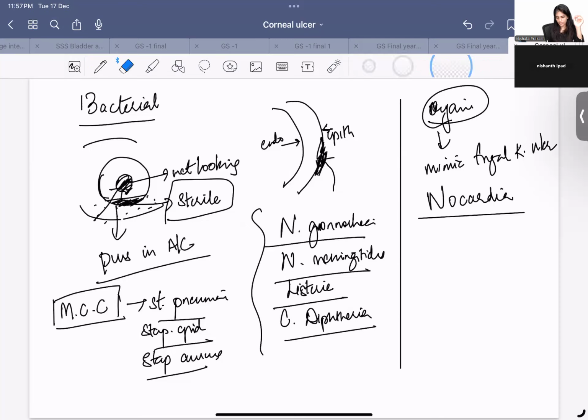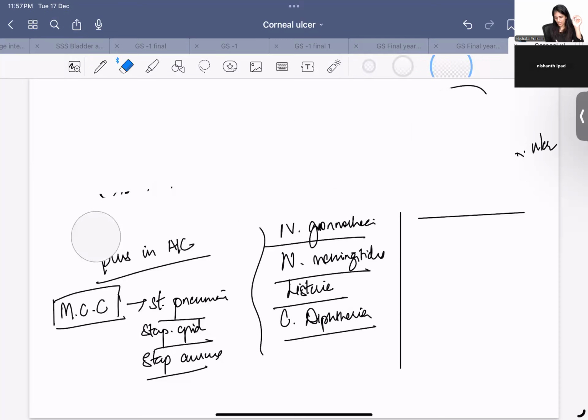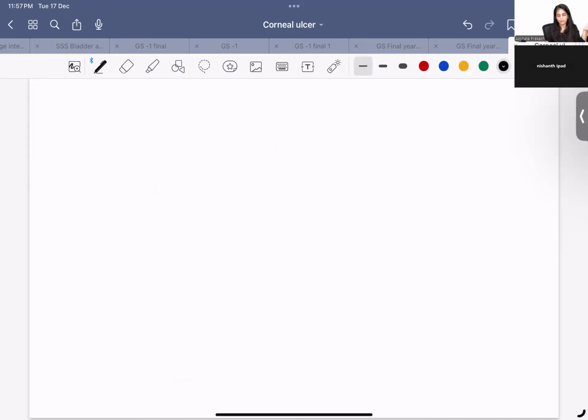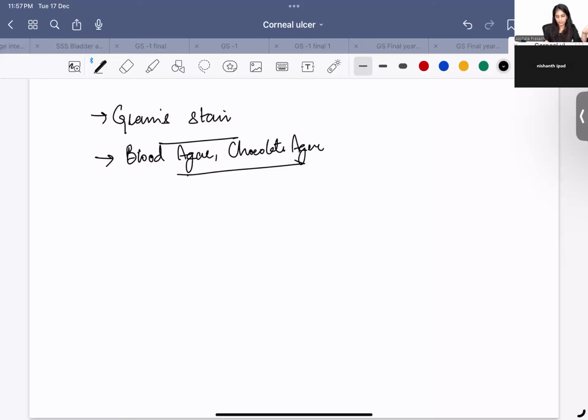Once we have dealt with the clinical features and the organisms, the next thing we have to deal with is how do we culture them. We can do gram staining, and then we can use blood agar and chocolate agar, depending on the organism. We can grow these organisms which are picked up in your gram stain.